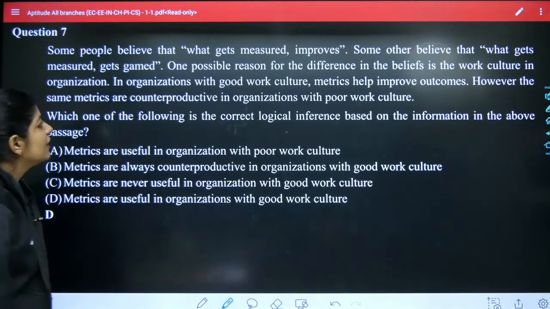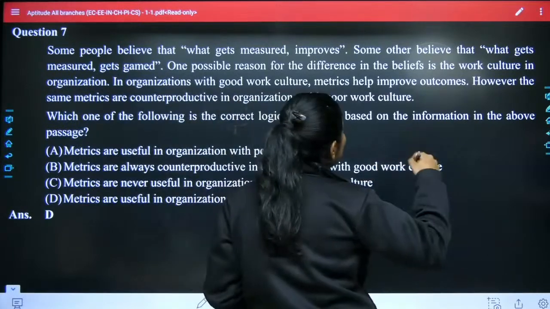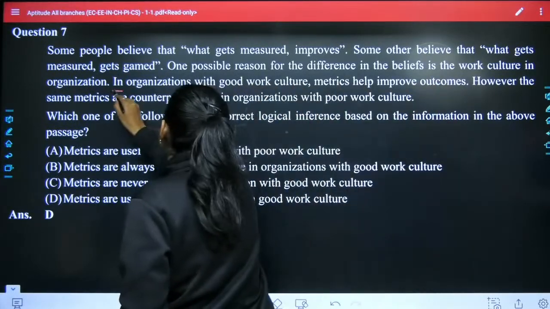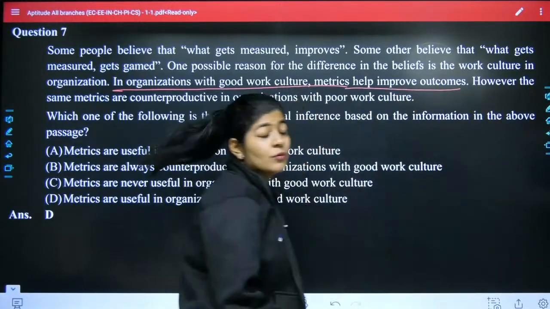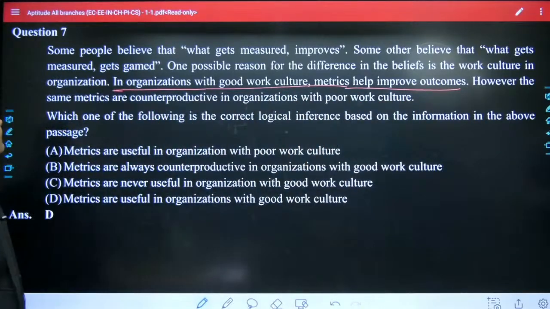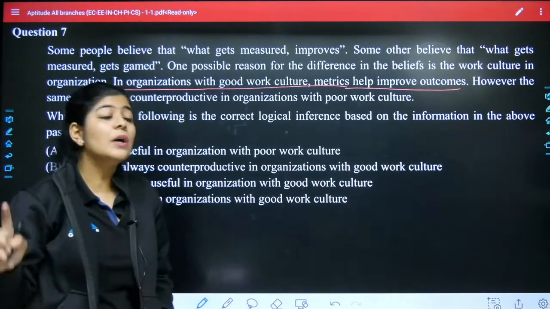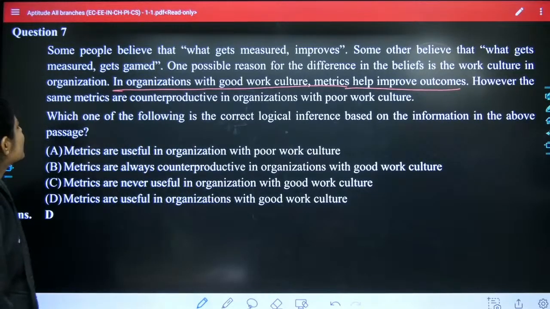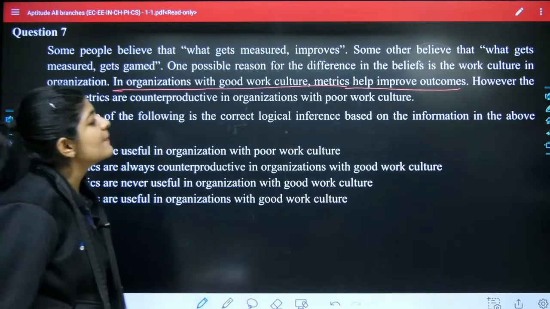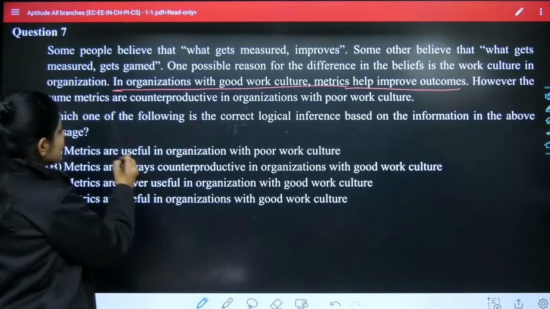In organizations with good work culture, metrics help improve outcomes. Okay, that means it says metrics are important for a good work culture. However, the same metrics are counterproductive in organizations with poor work culture. Okay, this is the passage which we have. Now what is asked? Which one of the following is a correct logical inference based on the information in the above passage? Okay. Metrics are useful, yes.